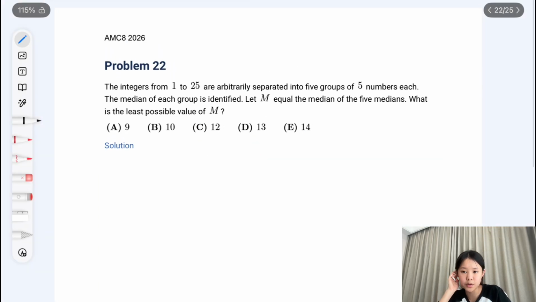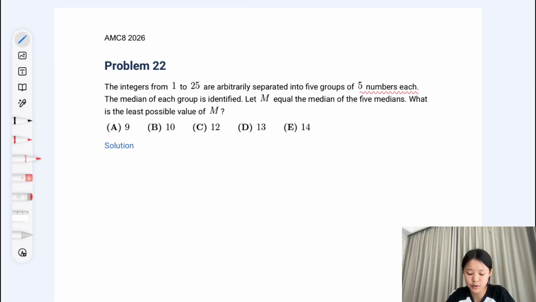So problem 22. The integers from 1 to 25 are arbitrarily separated into 5 groups of 5 numbers each, and the median of each group is identified. So let m equal the median of the 5 medians. Median of the 5 medians, right? So what is the least possible value of m?